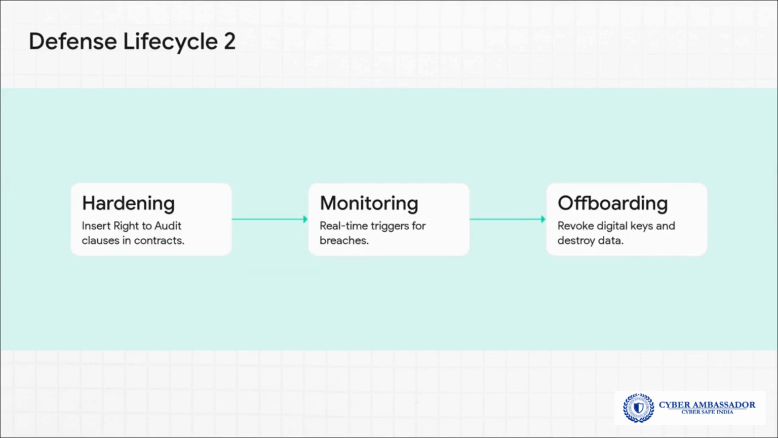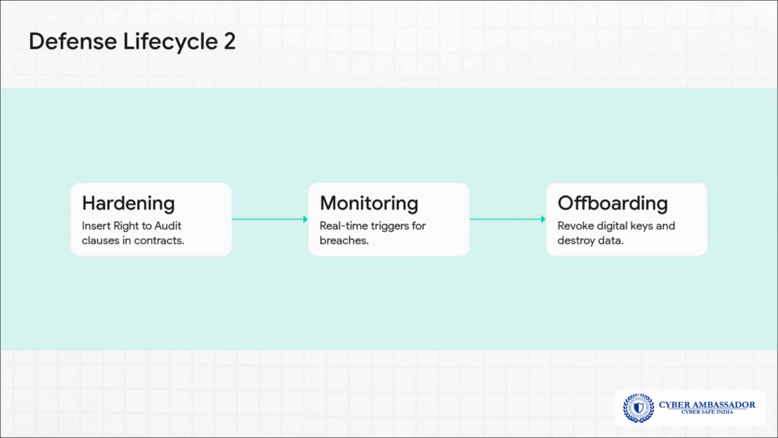Let's move on and see how this builds into the final stages of the life cycle. The next step is contractual hardening, and this is absolutely vital. You've got to insert right to audit clauses and specific cybersecurity service level agreements directly into your vendor contracts. Once they're legally bound and actually working with you, we hit the continuous monitoring phase. Remember those real-time triggers for breaches or score drops we talked about earlier? This is where you set those up.